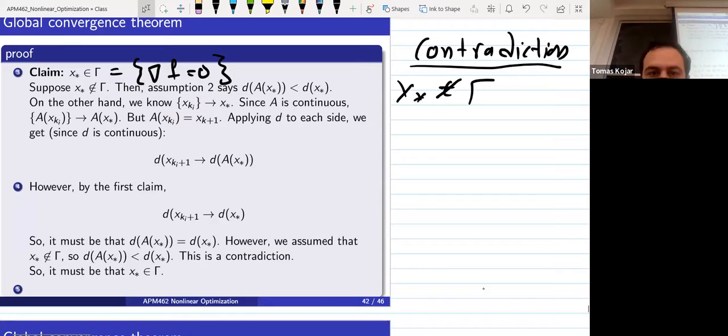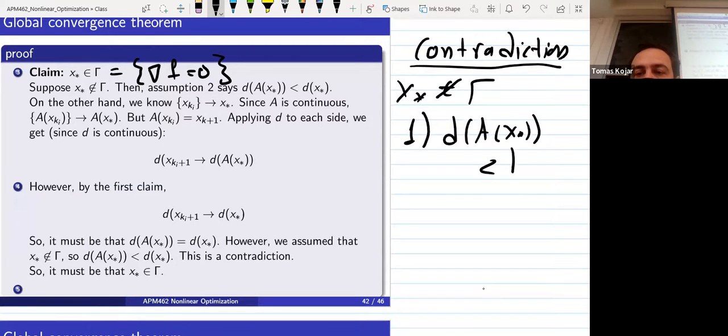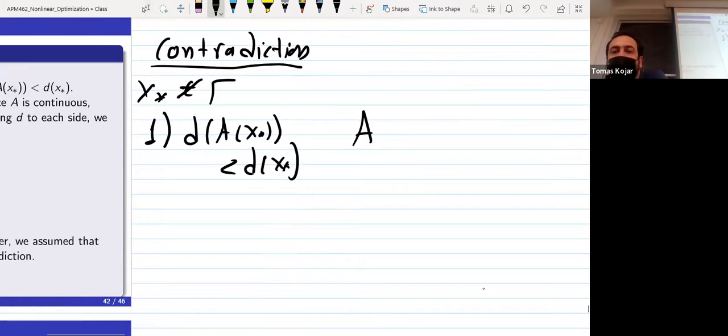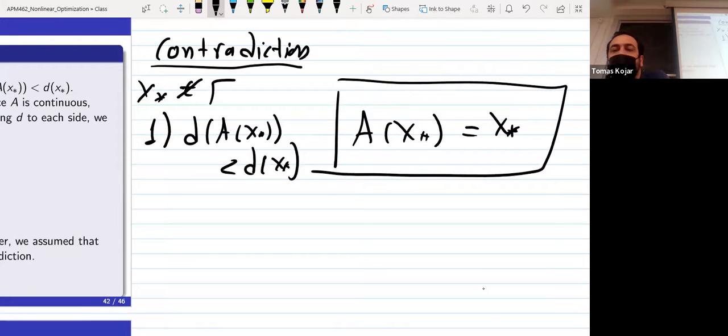Right, so step one. If I blindly apply this algorithm to my fixed point, that's why it's called the fixed point, by the way, because when you apply your algorithm, you're supposed to come back to it. Okay, so this is what we're going to break. We know that what should happen is that A of X star should equal X star. That's why it's called fixed point.